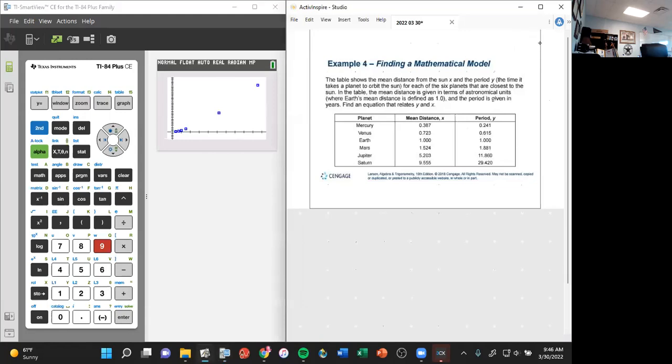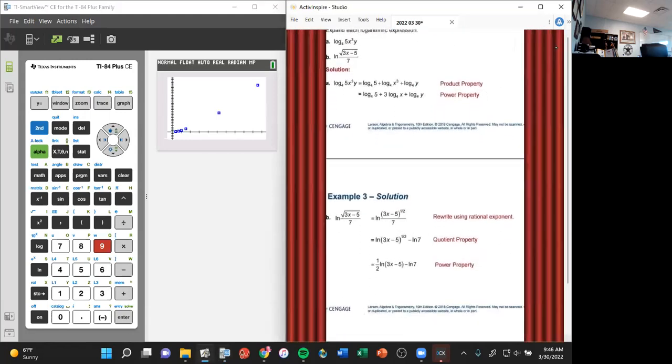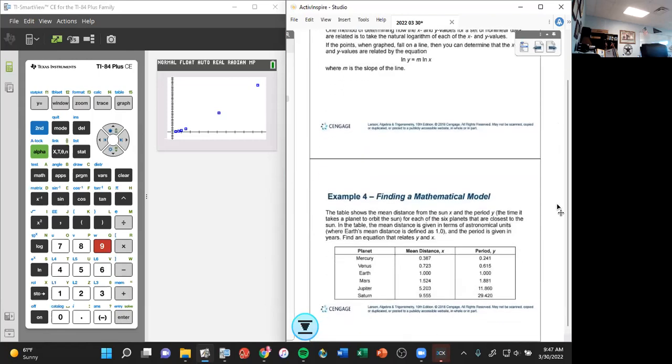What this means, let me go back to the previous slide here. One method of determining how x and y values are related for nonlinear data is to take the natural log of each side. So as we look at this data, it does not appear to be a straight line. But what if I took the natural log of all of the x values and the natural log of all the y values? Guys, that's a lot of work on the calculator, isn't it? I'm about to show you something that you can do in your calculator you've probably never done before.